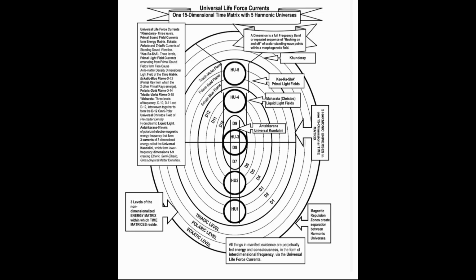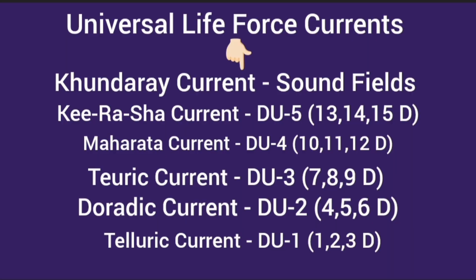The next one is dimensions 4, 5, 6, which is the doradic current, which is present in the soul identity of consciousness. And in dimensions 1, 2, and 3, there is a telluric current, which is present for the incarnate identity of consciousness. So these three currents together comprise the Kundalini current, or the universal life force current, which is also known as the Antakarana.